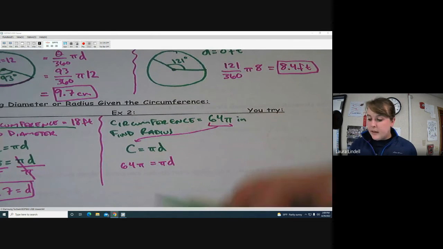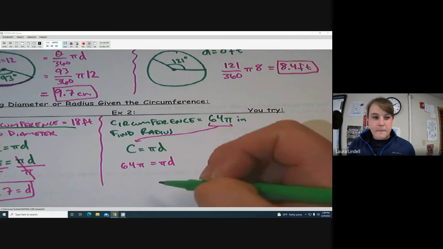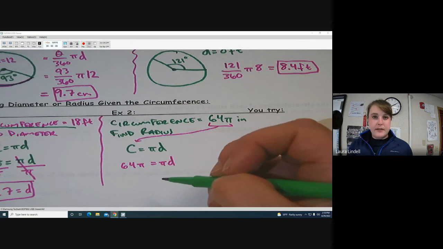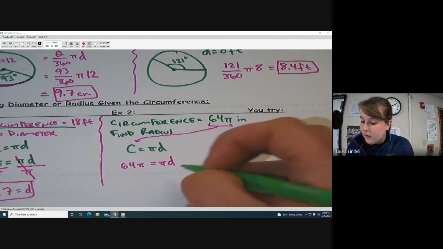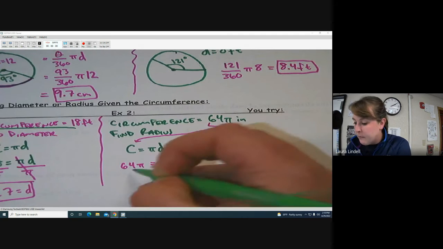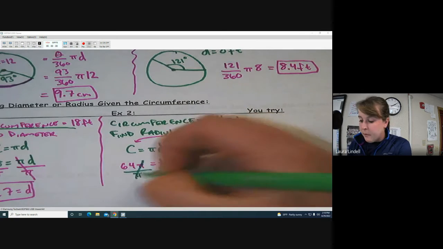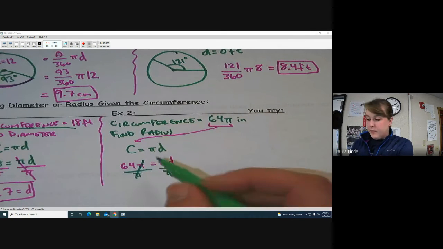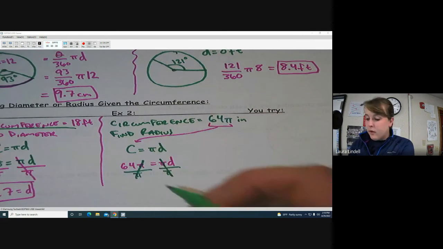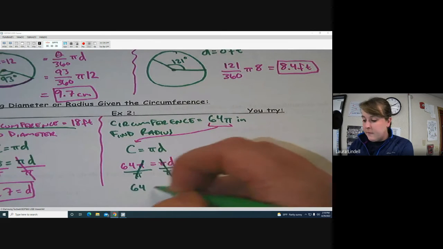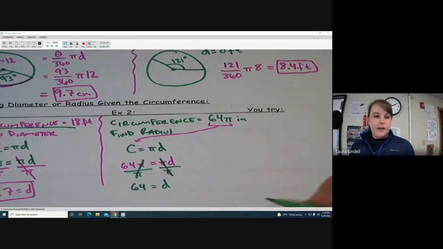Now, when you've got something on both sides of the equation and you divide by it on both sides, it cancels away. So if I divide by pi on both sides, just like I did over here, it cancels on both sides since we had pi on both sides. So we're left with just 64 equals diameter.